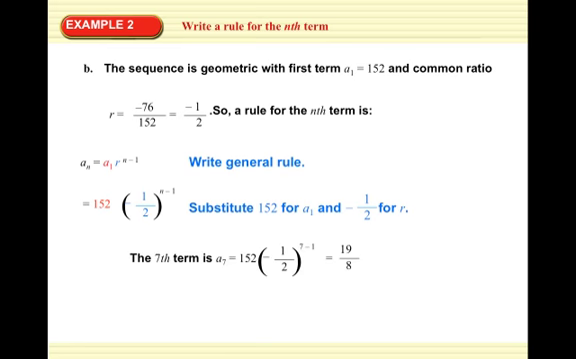If we find the seventh term, we're going to plug in 7 for n, and so we're going to have 152 times negative 1/2 to the 7 minus 1 power, so to the 6th power, and that simplifies to give us 19/8.